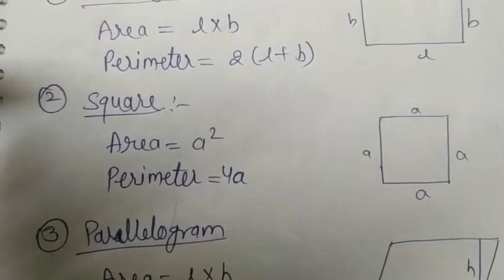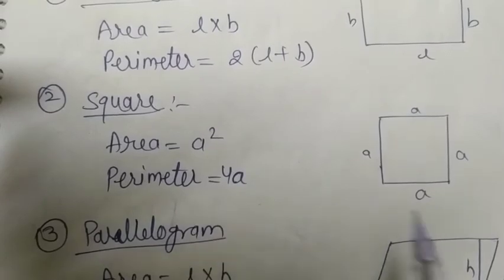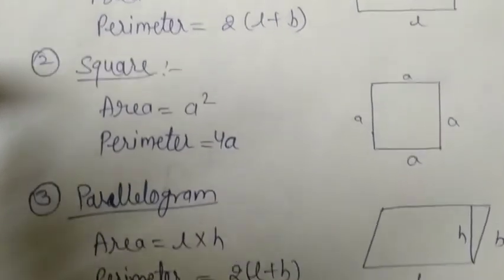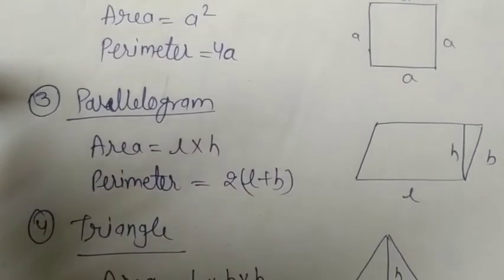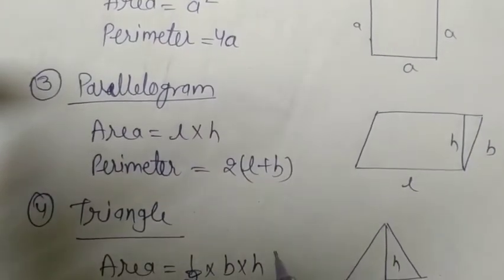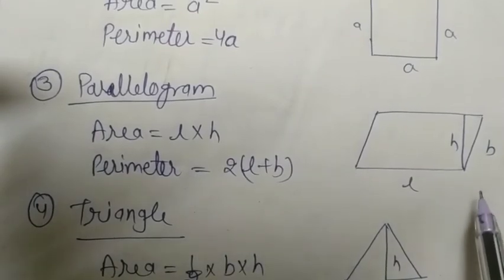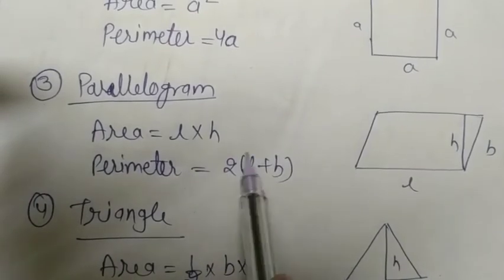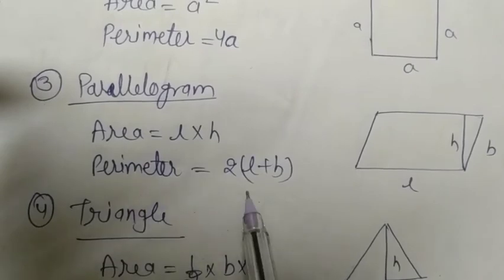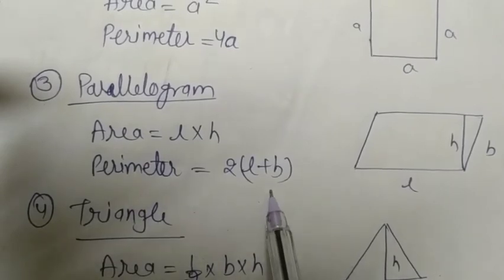Okay. Square. If the side is given, the area is a square, perimeter is 4 times a. Parallelogram. Area is length into height. The area is length into height and perimeter will be 2 times length plus breadth.